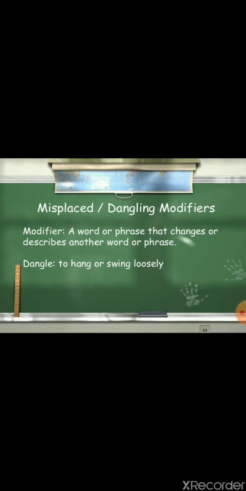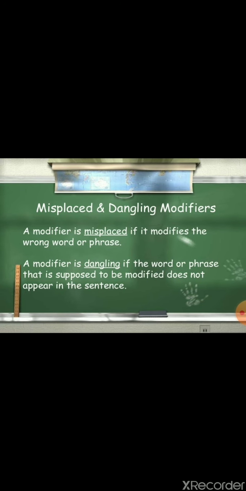Misplaced or dangling modifiers. Modifier: a word or phrase that changes or describes another word or phrase. You know that modifier. A dangle: to hang or swing loosely without any support. Without any support, moving here, there. Okay. They are known as danglers. So look at what sort of sentences we are having on the screen.